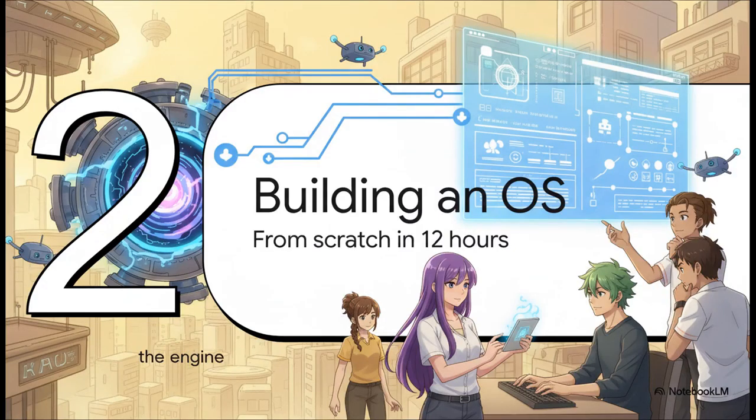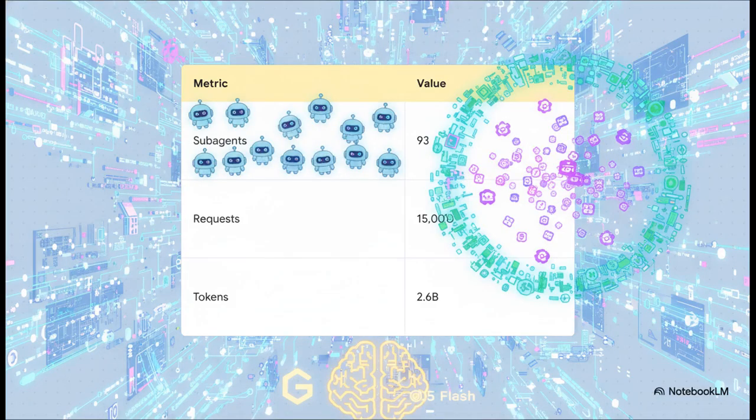Moving on to section 2. Building an OS from scratch in just 12 hours. Now that we understand the engine, let's look at the ultimate test of these mechanics. The main takeaway here is the sheer scale required for an autonomous team to pull off an OS build. Over those 12 hours, the system deployed 93 subagents working in perfect parallel. They fired off over 15,000 model requests and processed an unbelievable 2.6 billion tokens. Google actually noted this magnitude of a run simply wasn't possible on their older Gemini 3.1 Pro model. It literally required the unprecedented speed and cost efficiency of 3.5 Flash to happen.